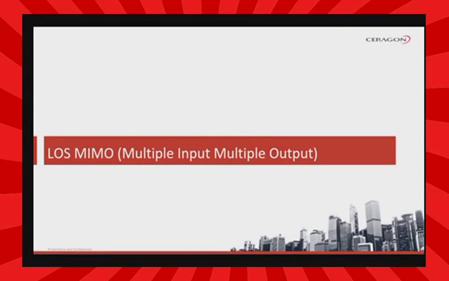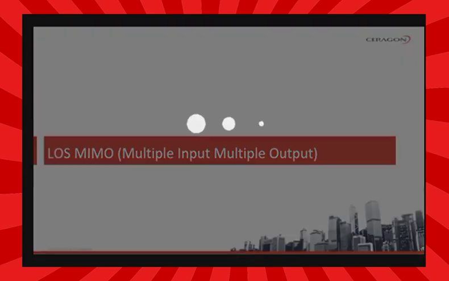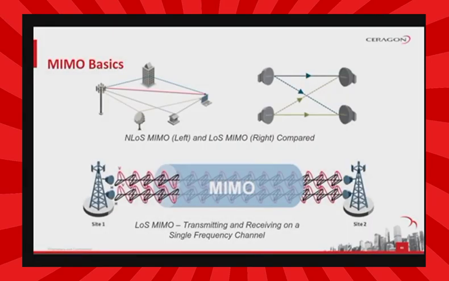Line of sight MIMO. Multiple input, multiple output. Line of sight multiple input, multiple output, or MIMO, is the latest leap in microwave transmission technology, enabling operators to double or quadruple spectral efficiency on the same channel. MIMO originated as a non-line of sight technology, exploiting signal multipath caused by reflections from various physical obstacles. It achieved this by using multiple transmitters and receivers to increase spectral efficiency, and by spatially multiplexing multiple bit streams over the same frequency channel.